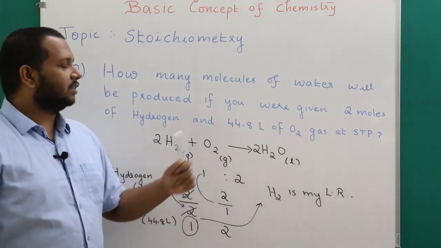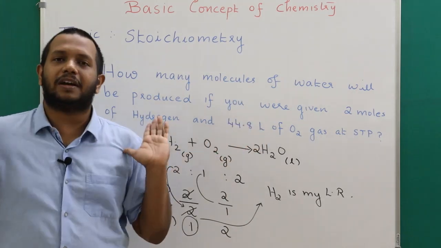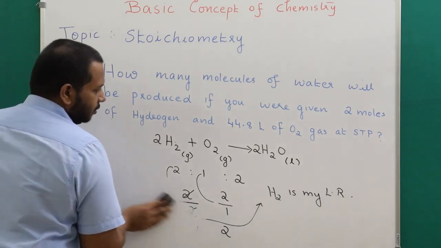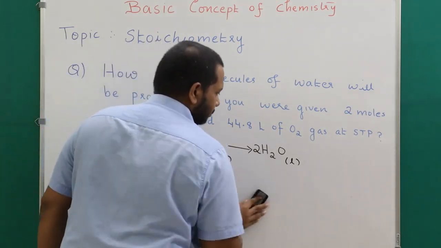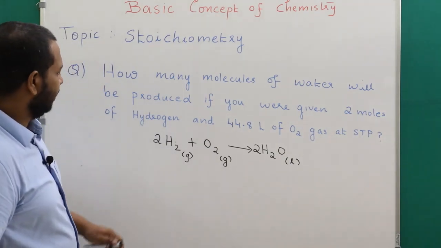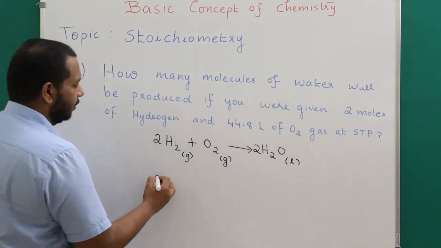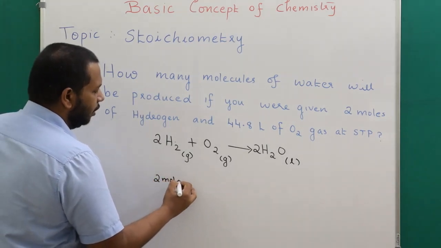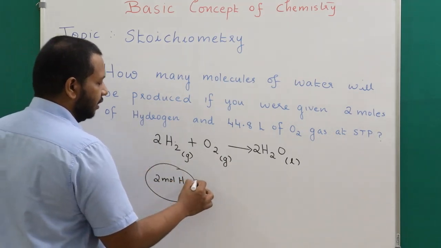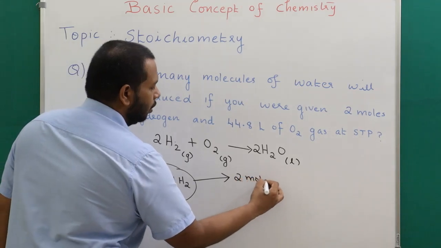So if I know hydrogen is the limiting reagent, what is the next step I should do? I should write everything in terms of hydrogen. That is my next step. Okay, so I am rubbing all these things. How will you write in terms of hydrogen? I will write it like this. Now tell me with respect to stoichiometry. First I will write, with respect to stoichiometry, 2 moles hydrogen can give you 2 moles water.